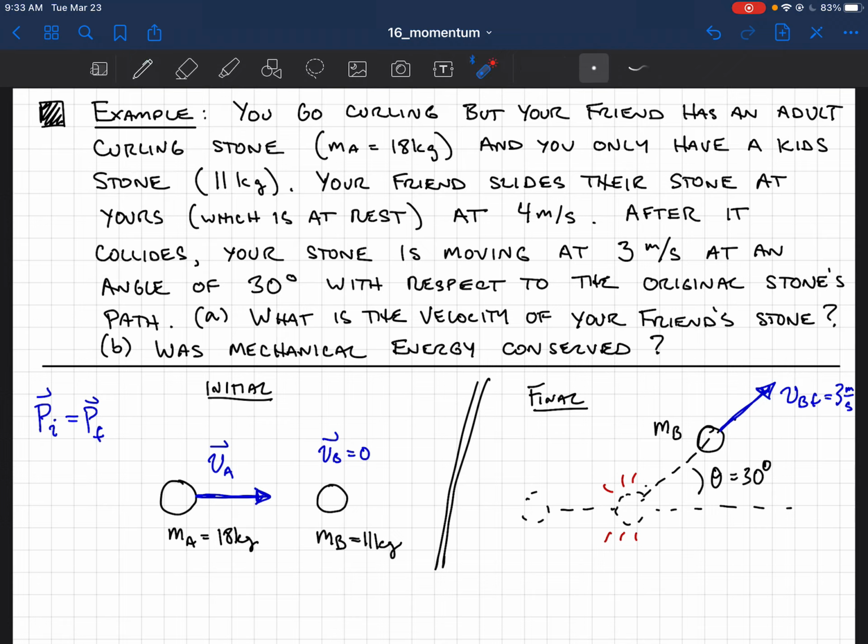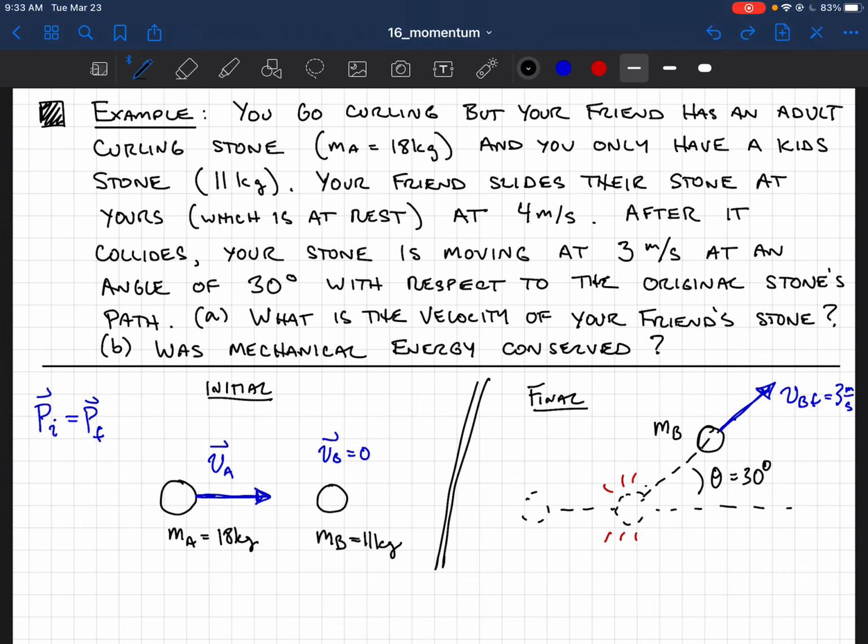So what it means is that the initial momentum vector, which is just MA times VA, so that's a rightward pointing initial momentum vector, must be equal to the sum of the momenta final. Well, this one points up and to the right. And if you're going to get an up and to the right vector added to something else that must point directly rightward, because the final has to be exactly the same as the initial, then it must be that your friend's stone has to go sort of here.